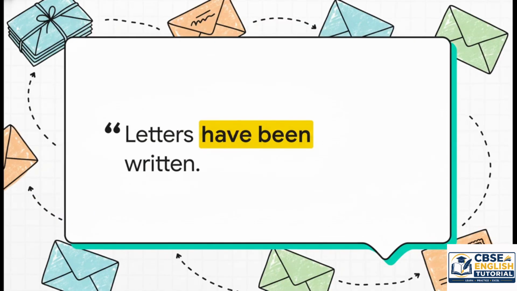Okay, let's try another one, just to make sure it sticks. This time, our object is letters, which is plural. So what's the one thing that has to change? Yep, we just swap has for have. Letters have been written. See? The rest of the structure stays exactly the same, super predictable.